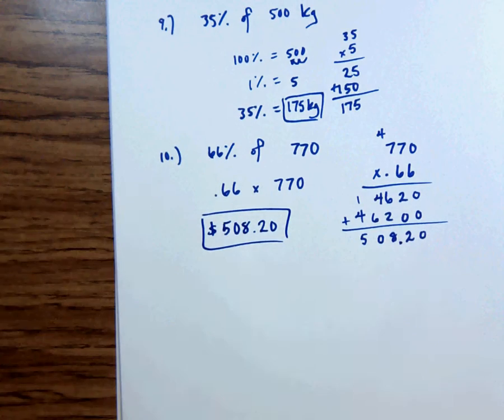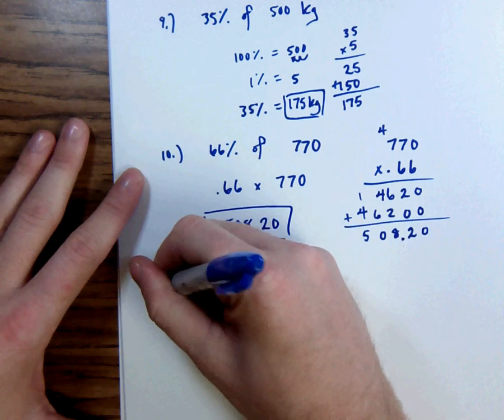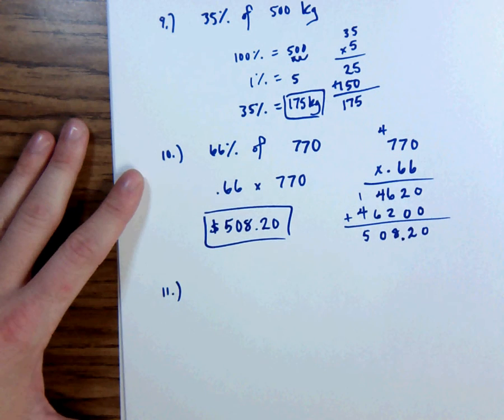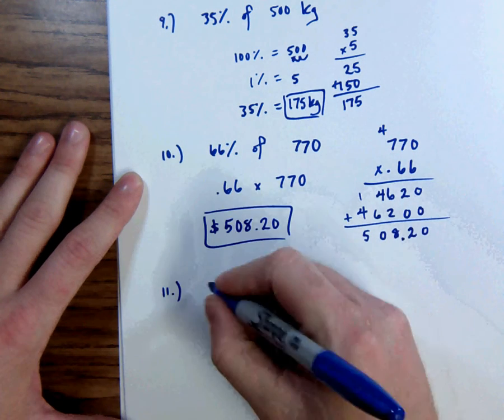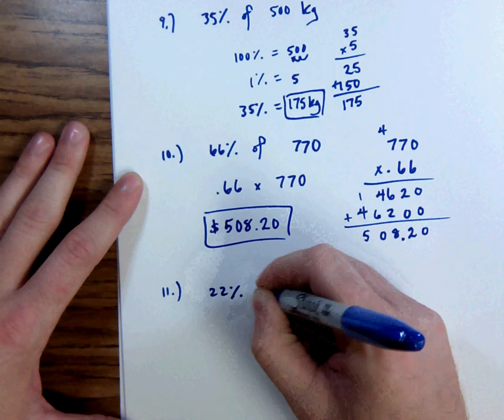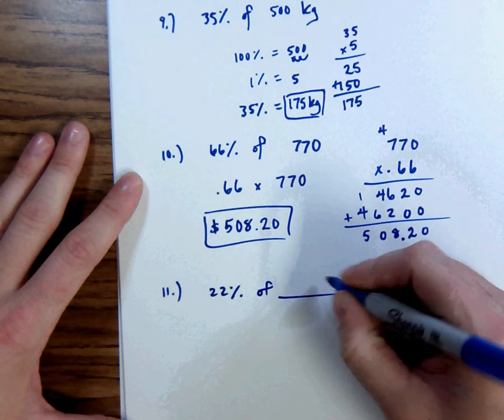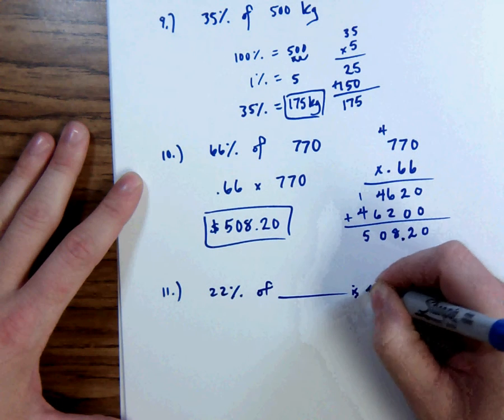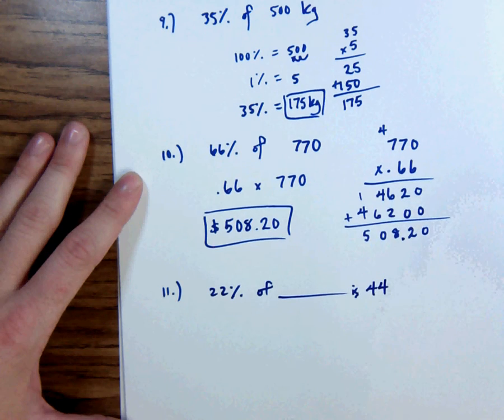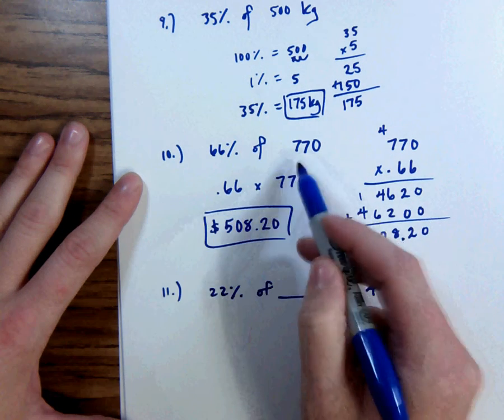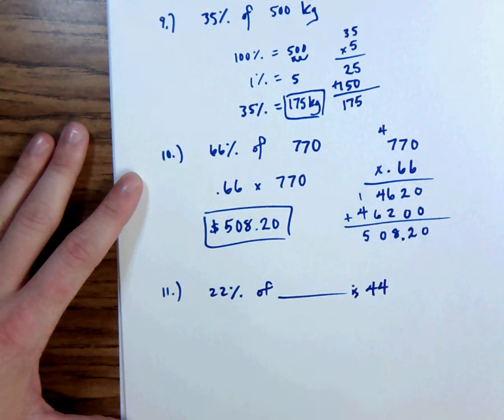Cool. 2 more for this video. We got number 11. 11 from the review says 22% of what is 44. Okay, we can do this. I said dollars. That's not dollars. I just noticed that. Yeah, it's dollars in the question. I just remembered. Never mind. Okay, 22% of what is 44.